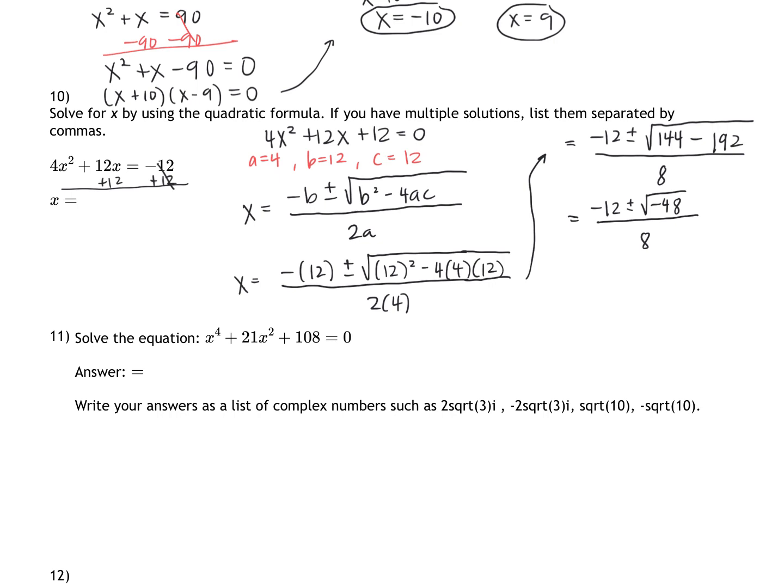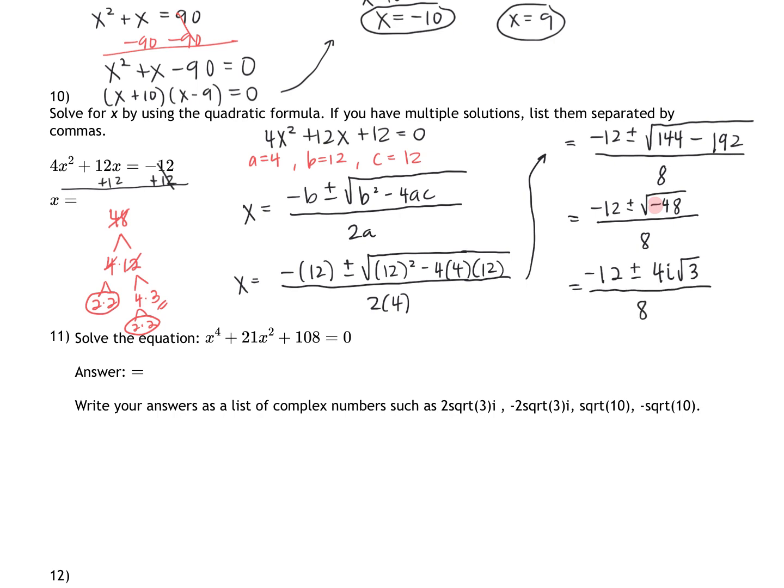We need to simplify that square root. The negative comes out as an i. And then we need to do the prime factor tree. So 48 is 4 times 12. 4 is 2 times 2. 12 is 4 times 3. 4 is 2 times 2. So the two 2's would come out as a 4, and the 3 would stay under. So we'll have negative 12, plus or minus 4i square root 3, all over 8.